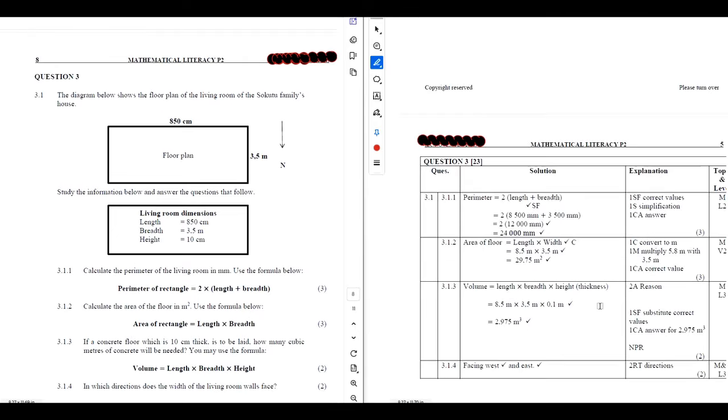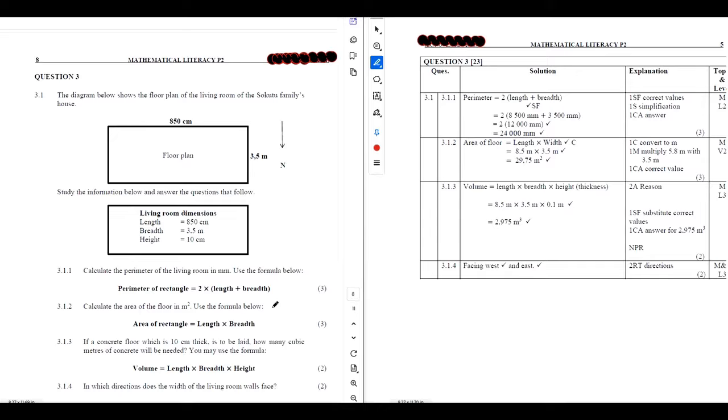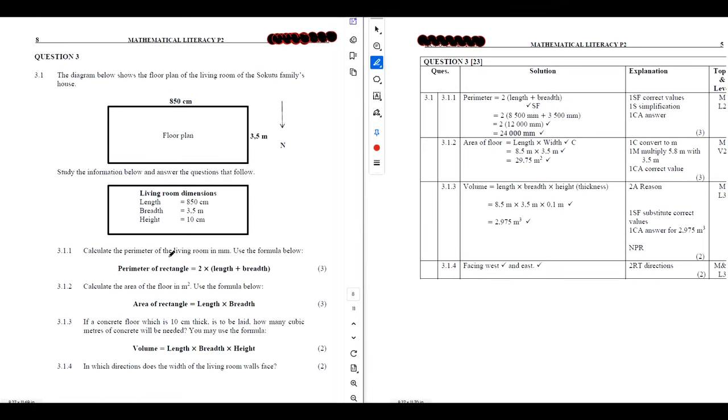So question 3, we can see that it forms part of measurements. So this is what we call measurements. We are told that the diagram below shows the floor plan of the living room of the Sokoto family's house. And we can see, guys, that we are also given a rectangular diagram. And we know that opposite sides of a rectangular diagram are equal, right? Again, you use what we are given to answer the set of questions.